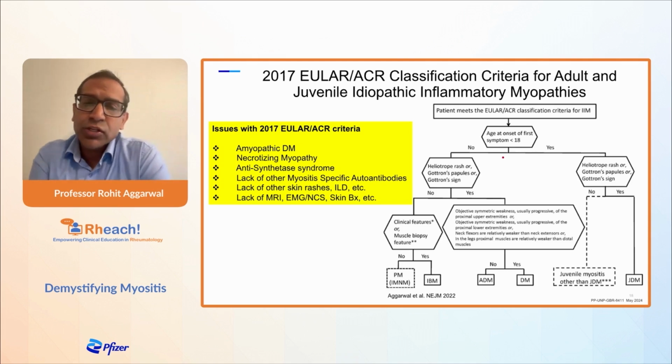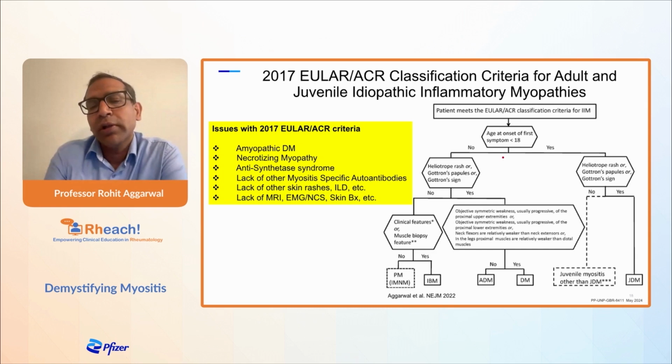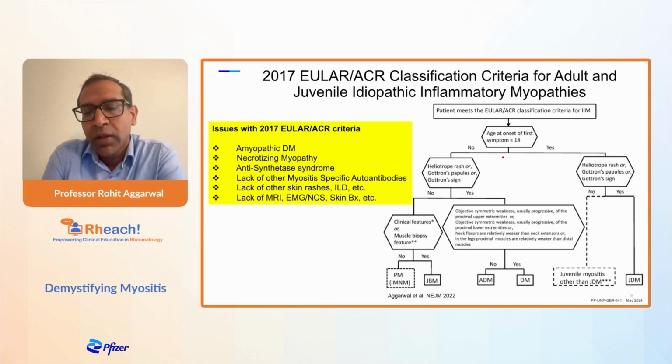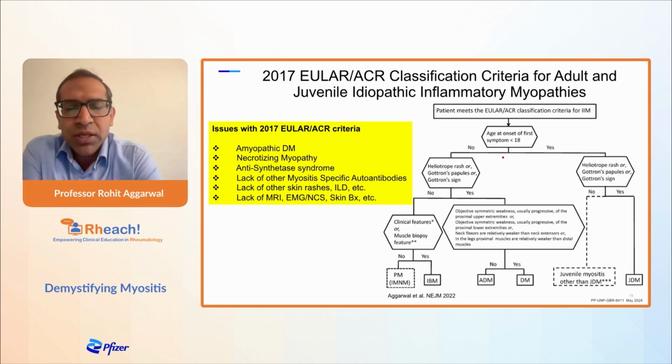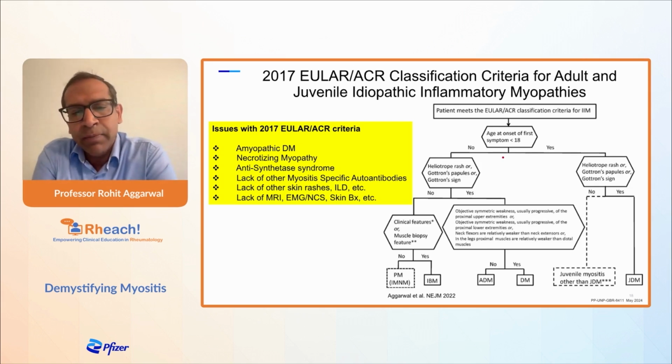This classification criteria is currently being used in all clinical trials, but there are some shortcomings that we are trying to overcome in the next 1 or 2 years. It does not include necrotizing myopathy, it does not include antisynthetase syndrome, it lacks other myositis-specific antibodies, it only has Jo-1, and it also lacks features from other skin rashes, ILD, and also lacks MRI, as Alex nicely showed.